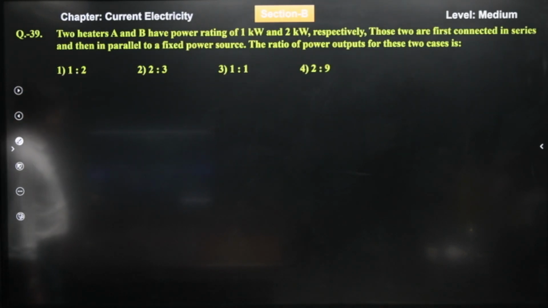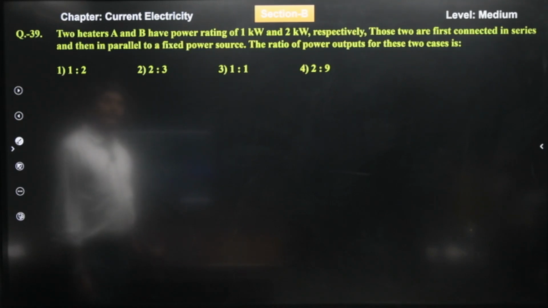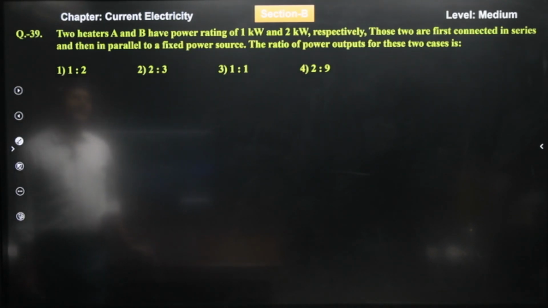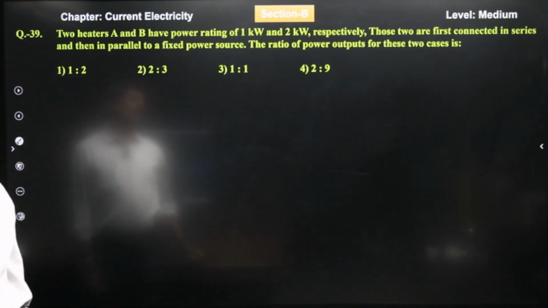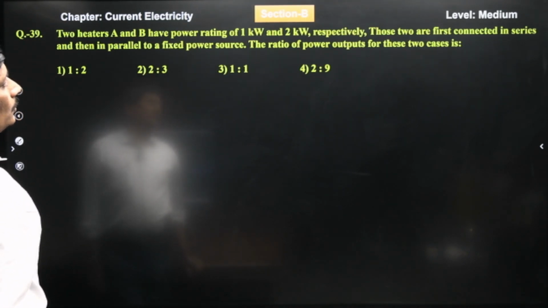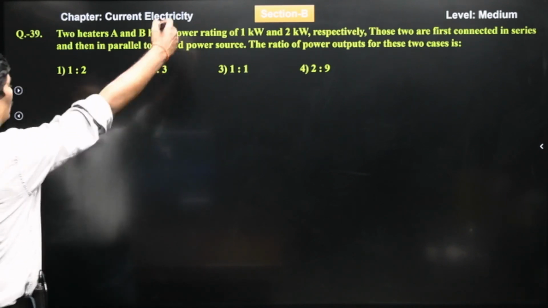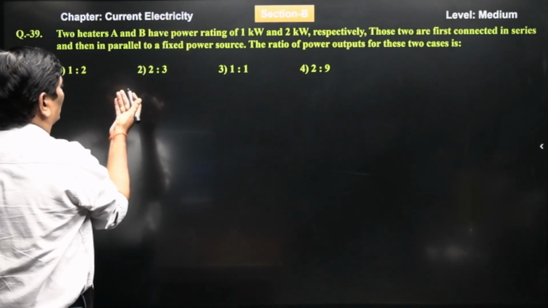Next question related to current electricity. Two heaters A and B have power ratings 1 kilowatt and 2 kilowatt respectively. Those two are first connected in series and then in parallel to a fixed power source. Find the ratio of the power outputs for these two cases.